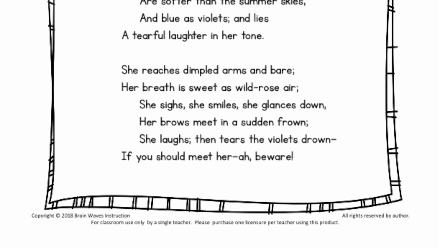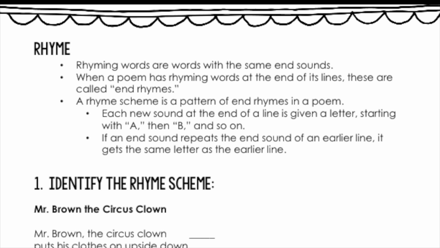And also, beware is in both the beginning and the end, so it kind of wraps it up. You should be cautious of this season because she's fickle. One minute she's happy, and the next minute she's raining. Okay, enough about that. I don't want to get into analyzing the poem. So let's talk about rhymes.